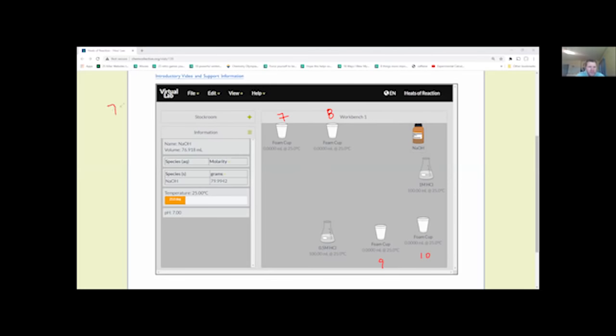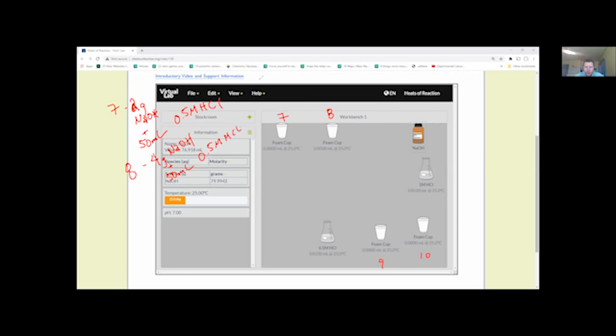Number 7 is going to be 2 grams of solid NaOH plus 50 mils of 0.5 molar HCl. Trial 8 is going to be, no, I'm sorry, 4 grams of NaOH plus 50 mils of 0.5 molar HCl.